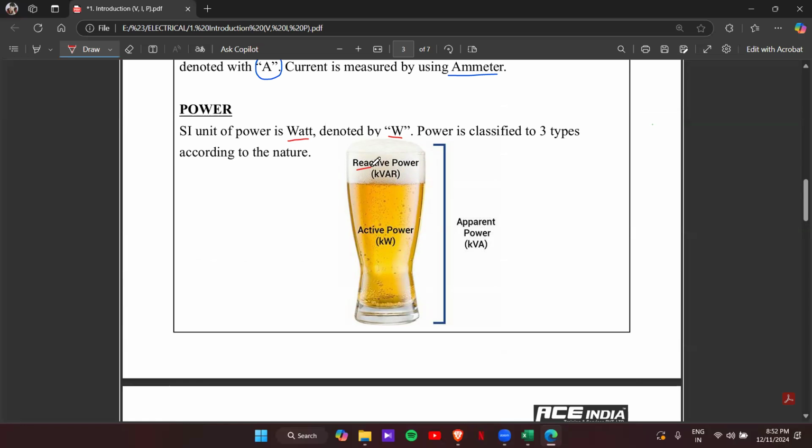Here a small representation is given, a funny one. That means a glass is given, a bare glass. In that one, apparent power means the maximum power. So that means we can fill up to the maximum level. But we are only consuming up to this level. And this part will be considered as loss. That's it. So apparent power is the maximum power, active power is the power which you are consuming, reactive power is the power considered as loss.